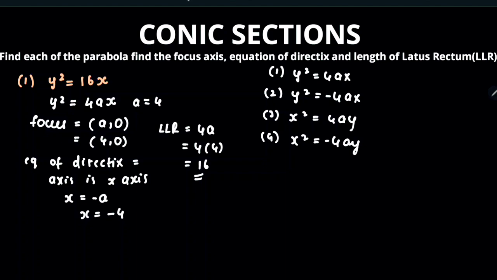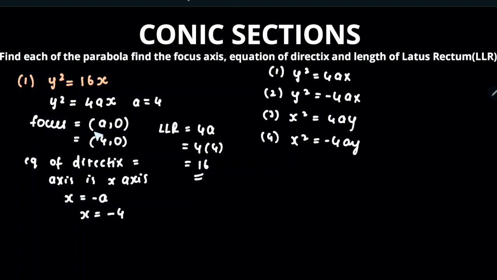So the question is y square is equal to 16x. So y square is equal to 4ax. You have chosen this form, and you have to find a value. How to find a value? Just divide 16 by 4. Focus is a comma 0. If there is x square is equal to 4ay, then 0 comma a. Understood? And then you have to substitute this value, and then equation of directrix, axis is x-axis.